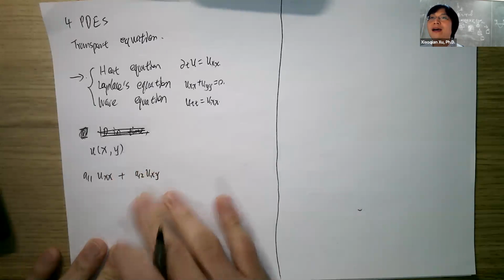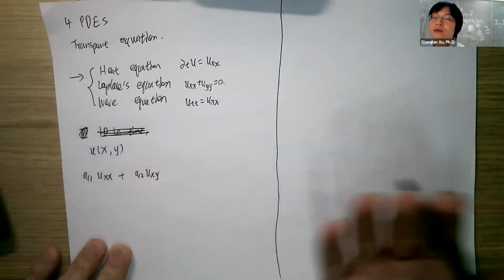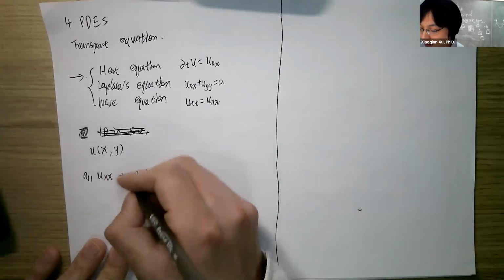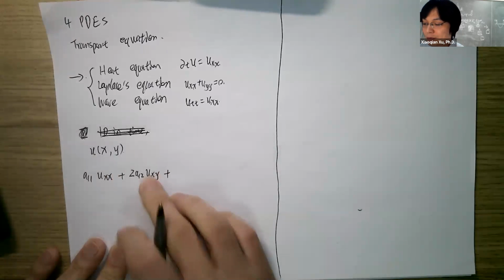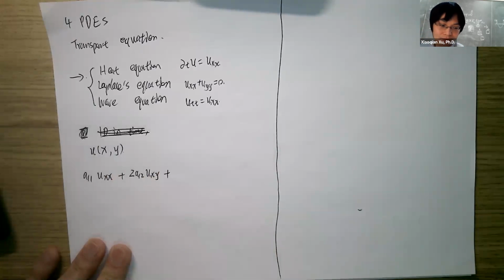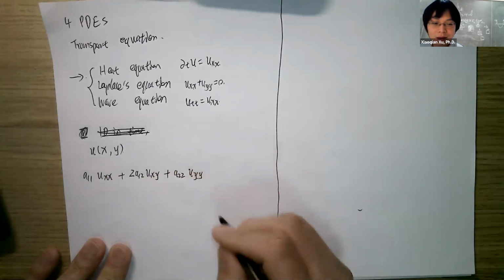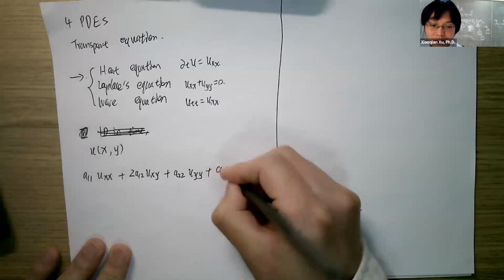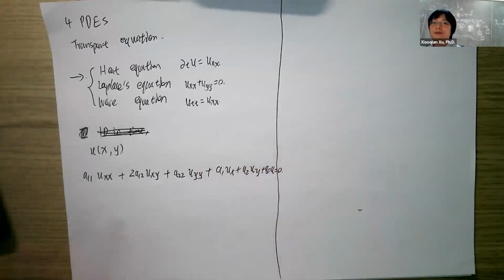You may have UXY and UYX, but as we said before, we will always assume that UXY equals UYX, okay? So let's put 2 here just for simplicity. It means you have 2 terms here, UXY and UYX. And you may have A22 UYY plus, say, A1 UX plus A2 UY plus A0 U equals to 0. Okay? So this is a general form of the second order partial differential equation of 2D.